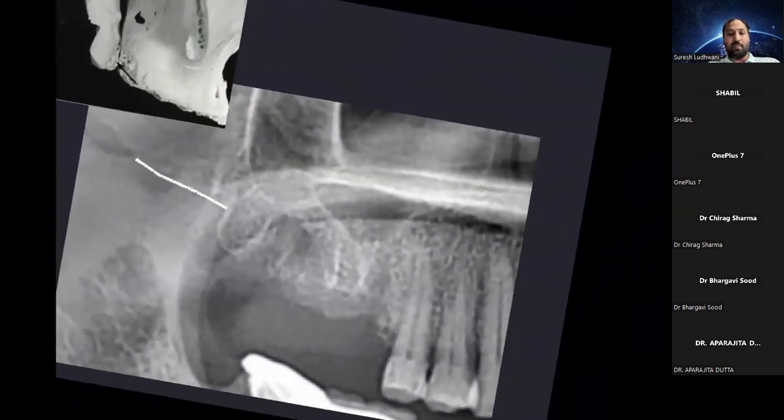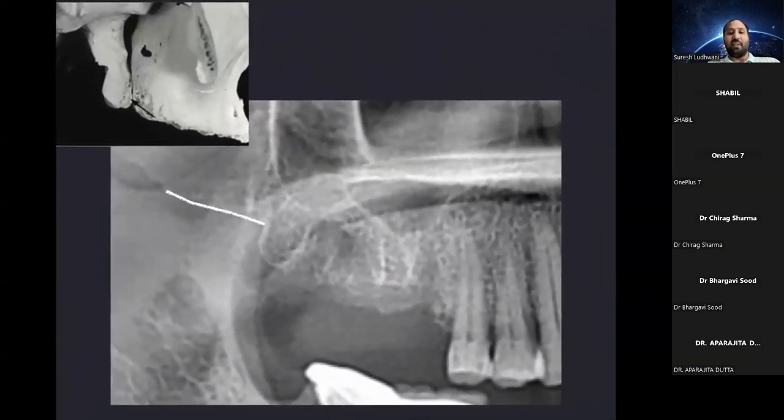Now, the third part is the pterygoid plates. We saw the tuberosity, we saw the triangular part of it, and then the third part is the pterygoid plates. That is something which we have understood. Now, where are we supposed to place the implant?